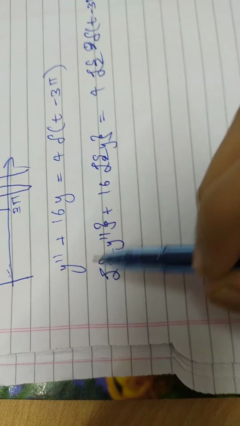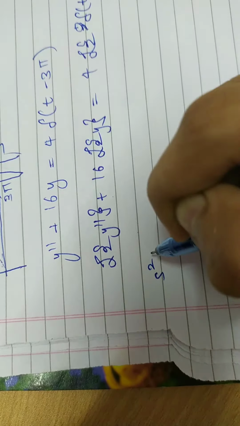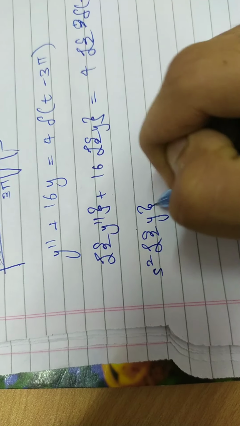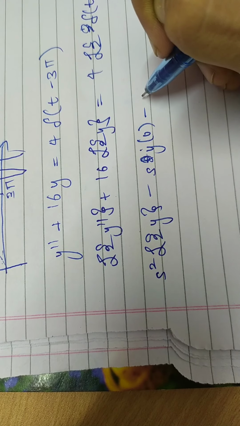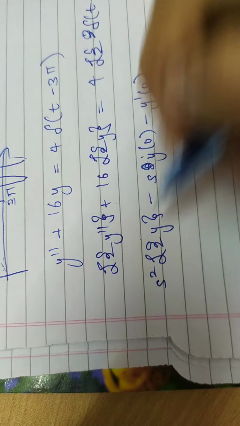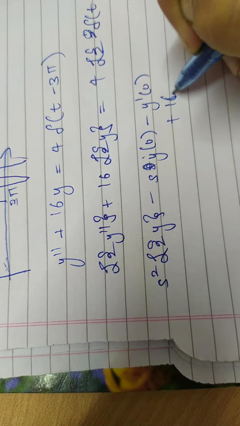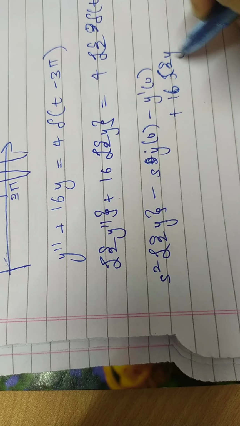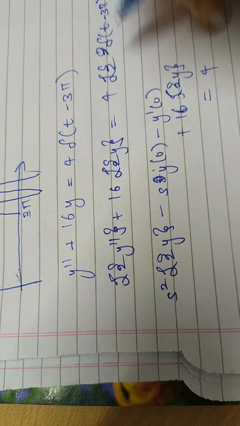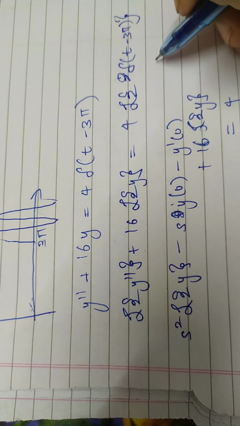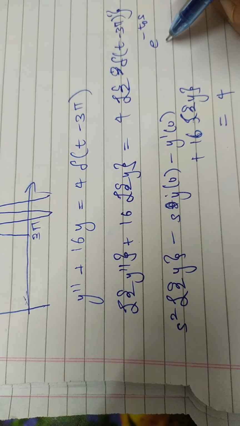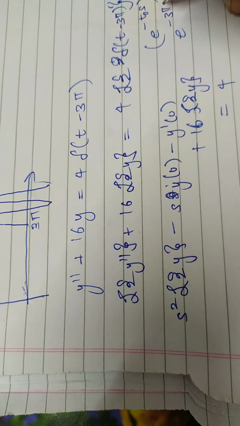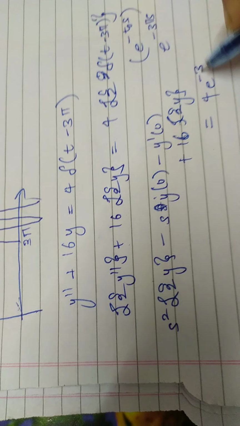We'll start off with the left hand side. The Laplace transform of a double derivative is defined as s squared times the Laplace transform of y, minus s times y at 0, minus y dash at 0, plus 16 times the Laplace transform of y, equal to 4 times the Laplace transform of the delta function at t minus 3 pi. The Laplace transform of a delta function at t minus t naught would be e power minus t naught s, where t naught is the term here. So in our case it would be e power minus 3 pi s, and this term would be 4 into e power minus 3 pi s.